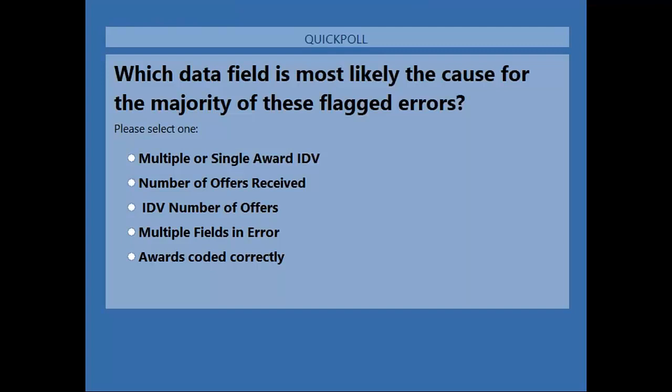The options we wrote there: multiple or single award IDV field, number of offers field, the IDV number of offers, or multiple fields in error, that could be possible. And you might also be looking at this and just saying this all looks fine to me. If you think that, you can go ahead and click on awards coded correctly. All right, we've got answers all across the board here, which is good to see. I'll leave it open for about 10 more seconds.